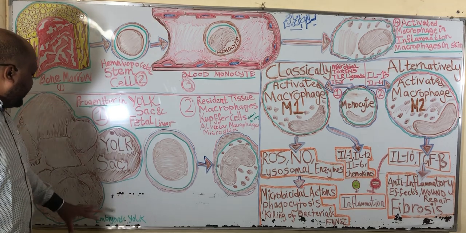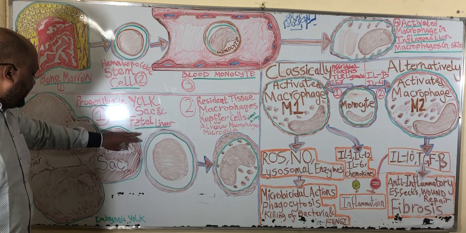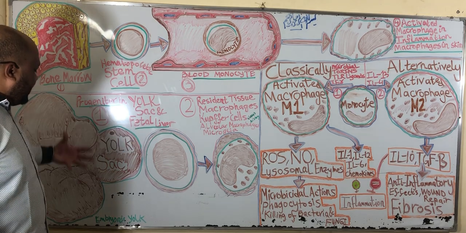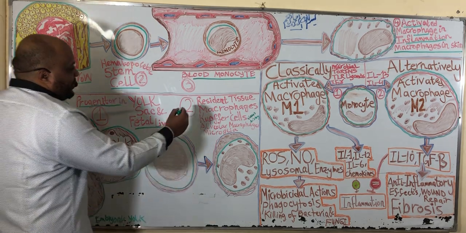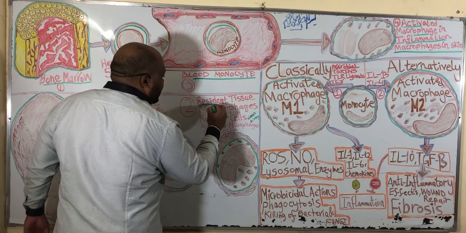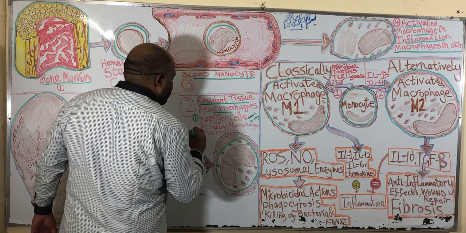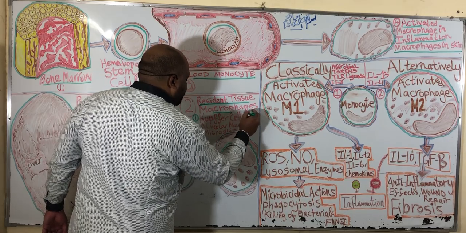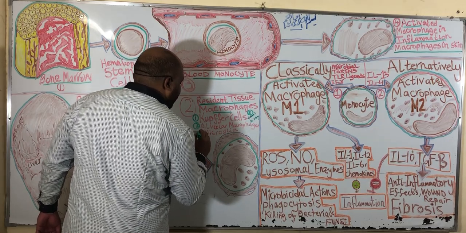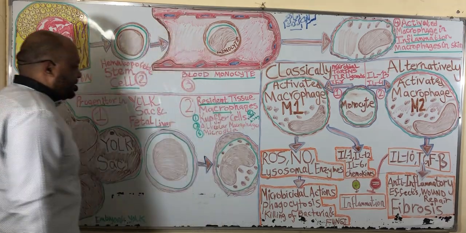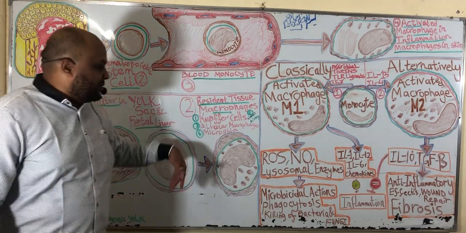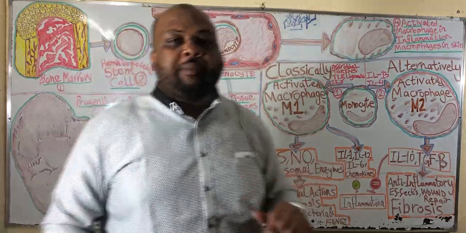These embryonic yolk sac cells and the fetal liver, they are the source from which we will have our resident tissue macrophages, known as 1. Kupffer cells, 2. Sinusocytes, 3. Alveolar macrophages, and 4. Microglia. Okay, now this is the origin. We finished talking about the origin.